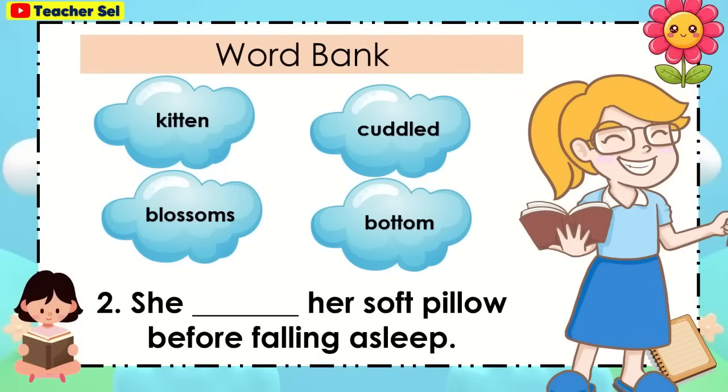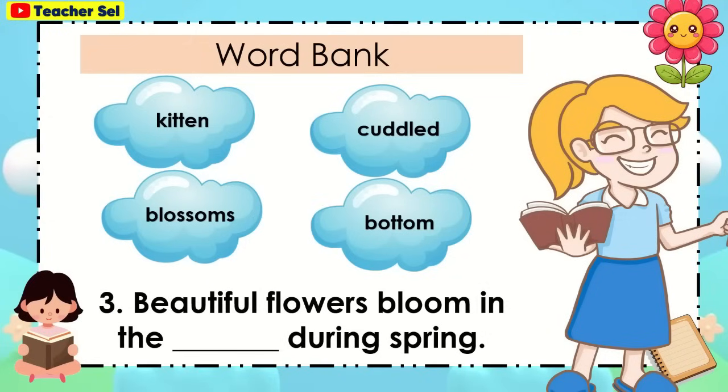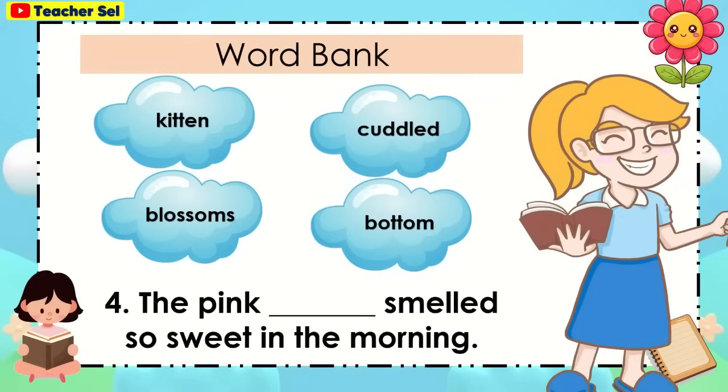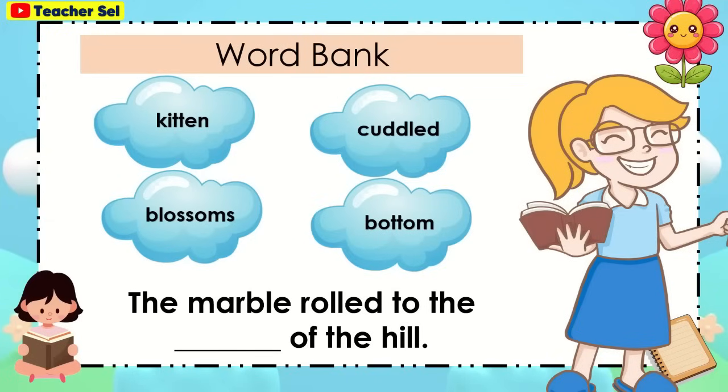Next number, she blank her soft pillow before falling asleep. Very good, cuddled. Beautiful flowers bloom in the blank during spring. You're right, it is garden. The pink blank smelled so sweet in the morning. You're right, blossoms. The marble rolled to the blank of the hill. Bottom.